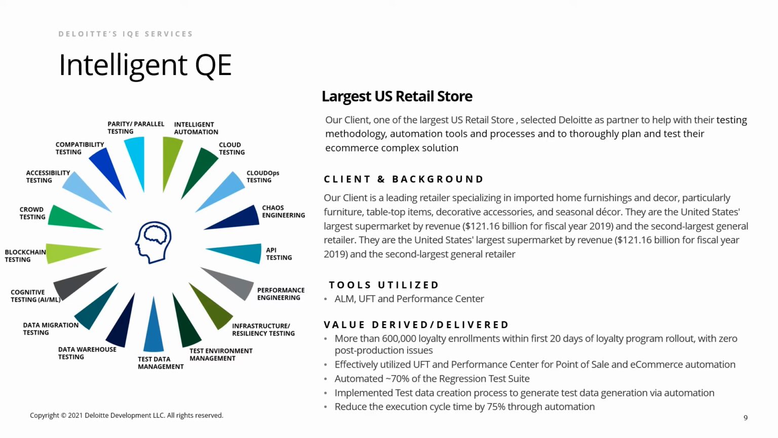Number two, effectively utilized UFT and Performance Center for point of sale and e-commerce automation. Number three, automated approximately 70% of their regression suite. Number four, reduced their script design and maintenance effort by 60%. Number five, implemented test data creation process and generated test data via automation. Number six, reduced the execution cycle time by 75% through automation.